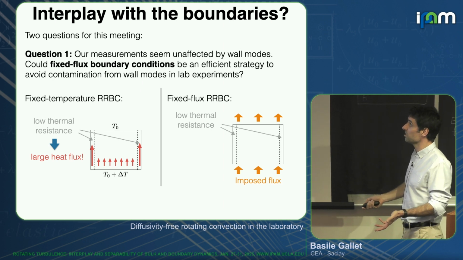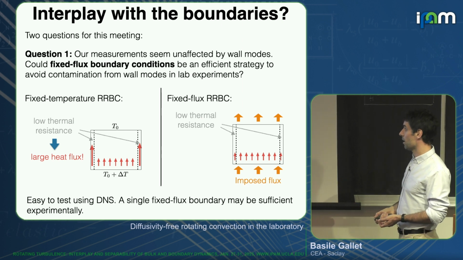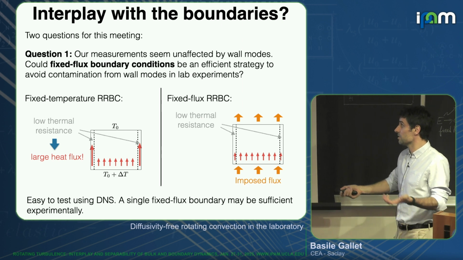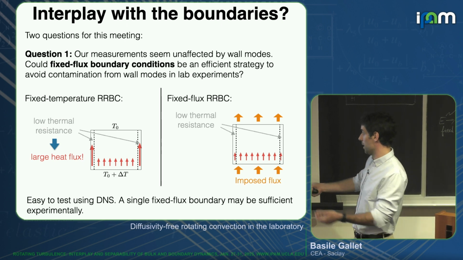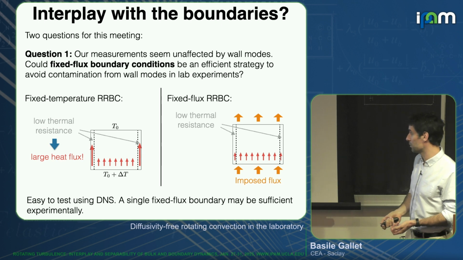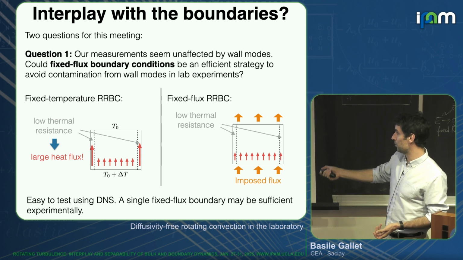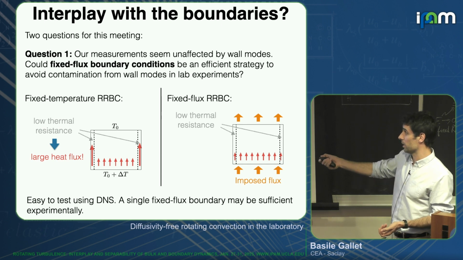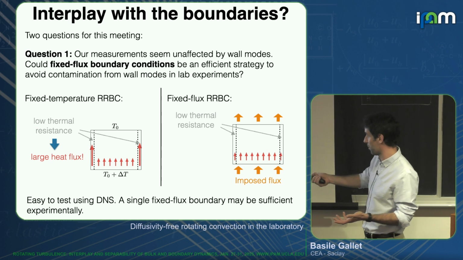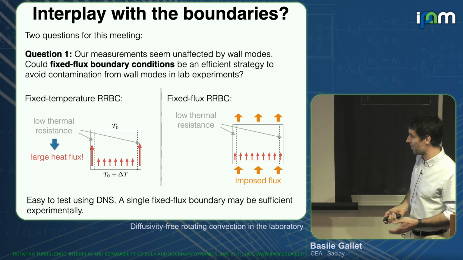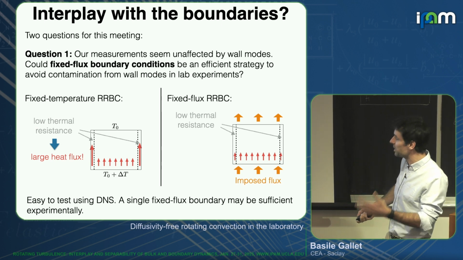So that's something we could test in DNS, so that the flux would be maybe more uniform. It would be easy to test using DNS in a cylinder, maybe. So I'd be interested in doing that, and even more in trying that in a lab experiment. So if anyone is interested in trying to build a fixed flux boundary condition, you just need one, I guess, not two. That should be sufficient. It's tricky to do, but I think it's worth giving it a try. Maybe that could work.